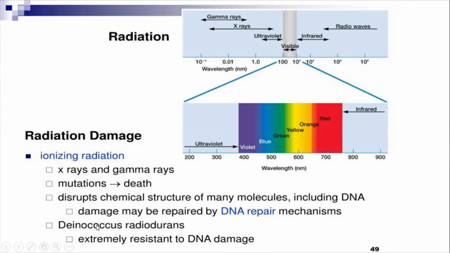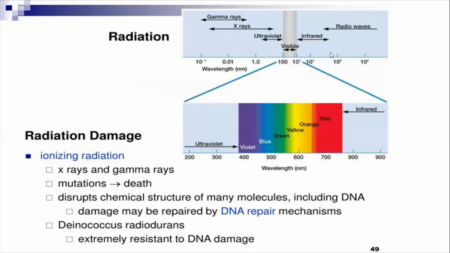For example, Deinococcus radiodurans is extremely resistant to DNA damage. It means that it can tolerate any, we say, gray unit. In case of radiation, we say gray, right? Like 1 gray, 2 gray, 10 gray. This is a unit. So that much high level of radiation this organism can tolerate without getting killed.